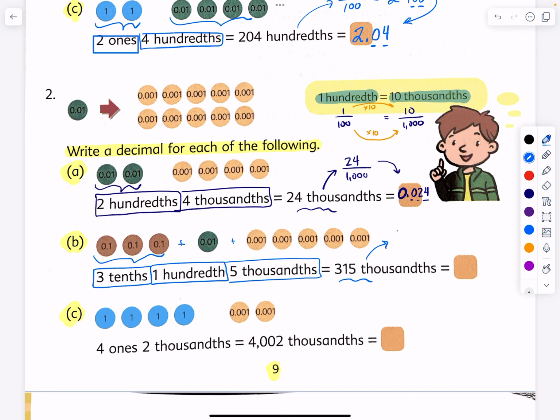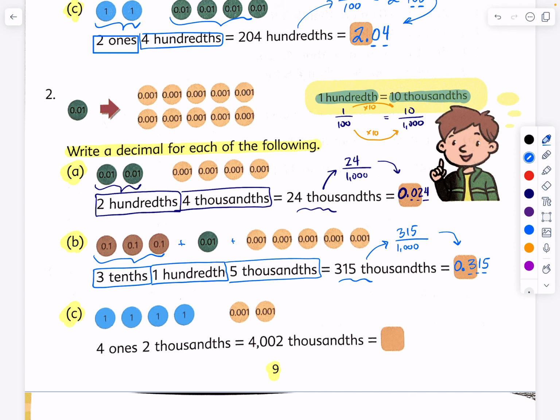315 thousandths. We would write it as 315 out of 1,000 equal parts, and we can write it in decimal notation as no wholes, 0, and after the decimal point go the smaller parts. 315 thousandths. Thousandths have 3 decimal places.